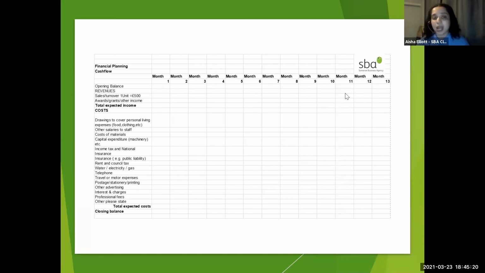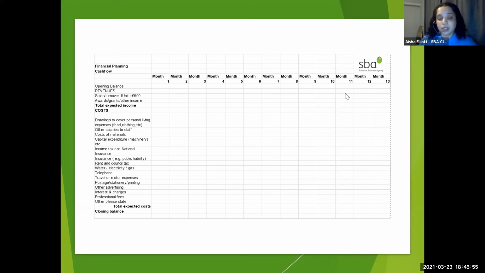Then below that, we have awards, grants, and other income. So as I say, if you have been lucky enough to win a funding bid and get some grant funds, or you have won some money, that needs to go into that column there. After this, we go through all of the outgoings. So this is money that is coming out of your business. So a drawing, that's money that you take from the business personally in order for you to live month by month. We've then got staff costs, the cost of materials, capital expenditure.